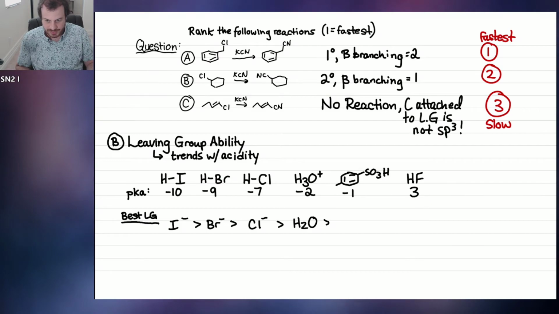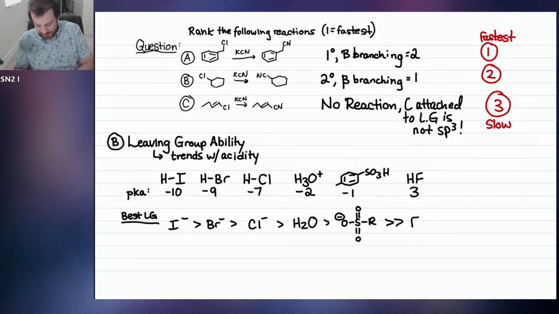Another great leaving group is the sulfonate leaving groups. Those have this generic sort of formula where you have sulfur, and oxygen has a negative charge. That's called a sulfonate. Those are great leaving groups. And those are all much, much better than things like fluoride, which start to become pretty crappy leaving groups.